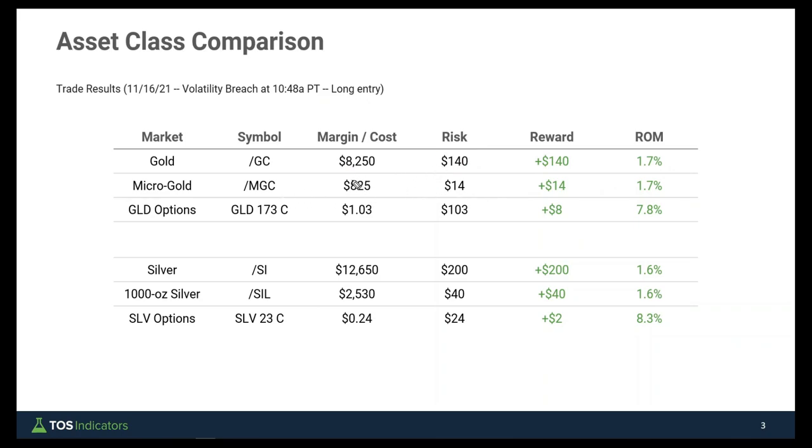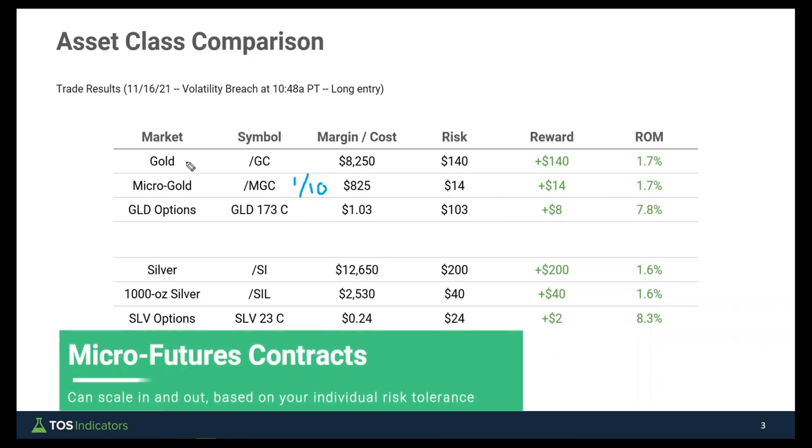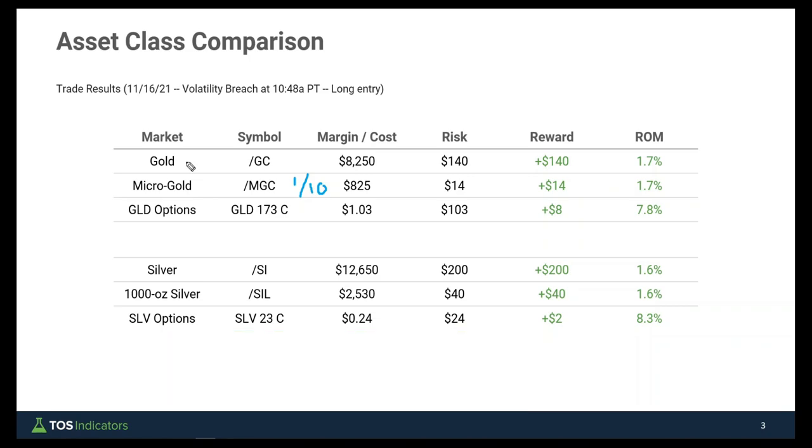Now we move on to micro gold, in which everything is really just 1/10 of the value inside of gold. So you'll see the margin 1/10, $825. The risk and reward as well, same thing, $14. Now, the advantage of having these micro contracts is you can scale in and out according to smaller amounts, which lets you meet your specific and usually smaller account's value in terms of the percentage threshold. The downside, however, is the fact that you have to pay more commission, so keep that in mind.